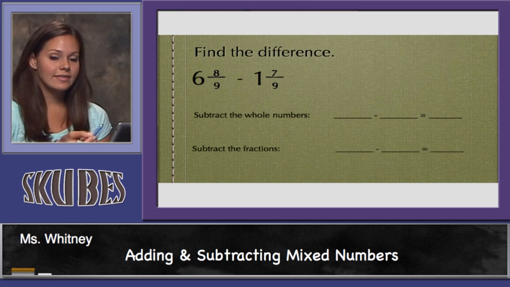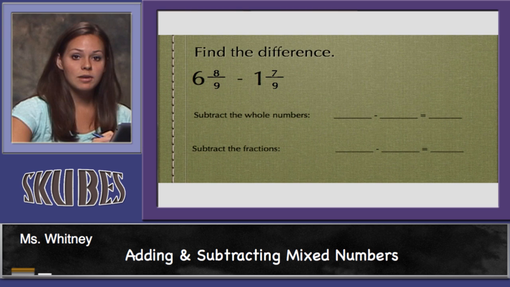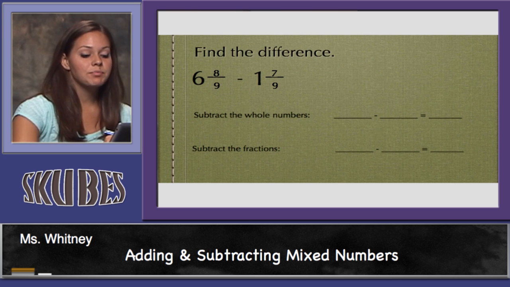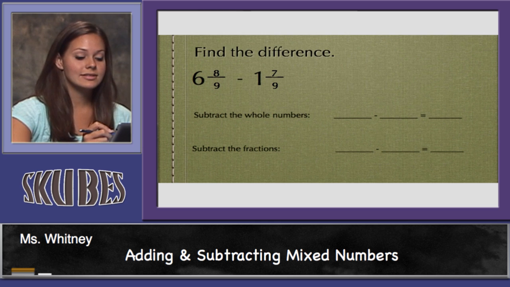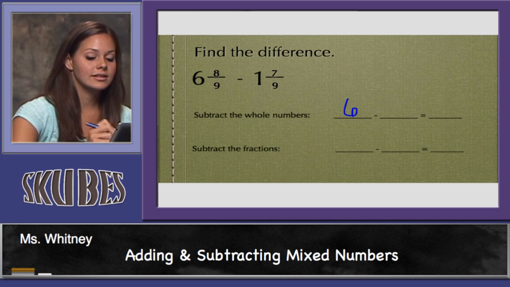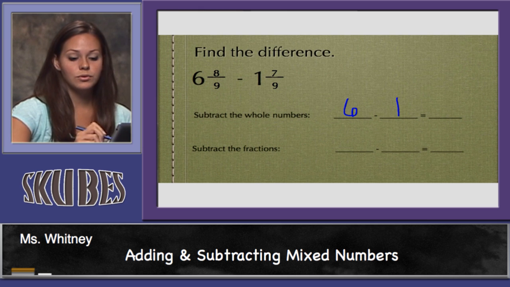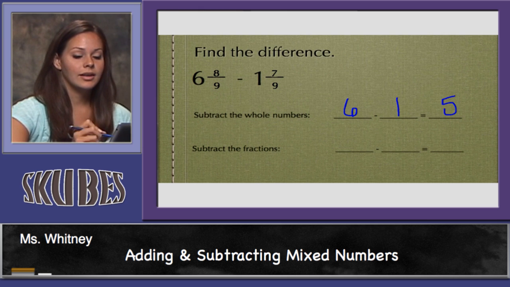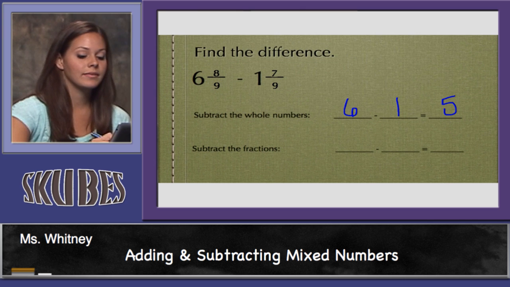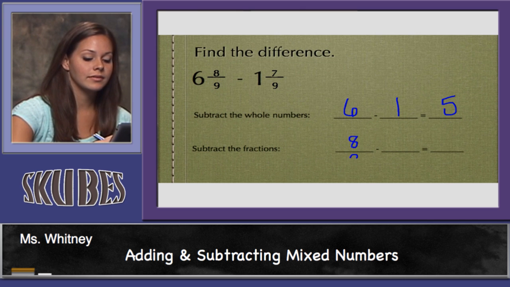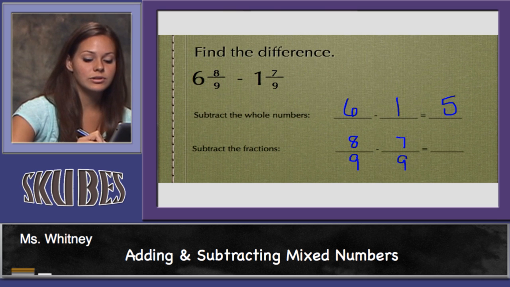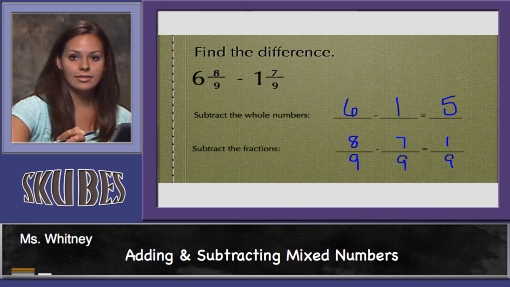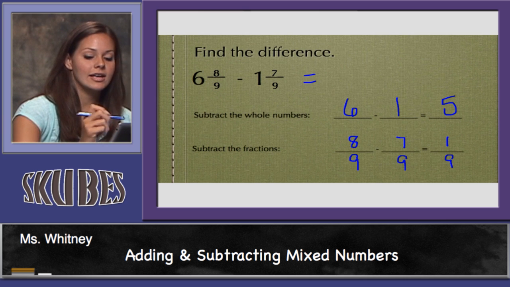Now we're going to find the difference. That means to subtract. I'm going to start by subtracting my whole numbers. In this problem, I have 6 8/9 take away 1 7/9. 6 take away 1 is equal to 5. Now I'm going to subtract the fractions. 8/9 take away 7/9 is equal to 1/9. My answer is 5 1/9.